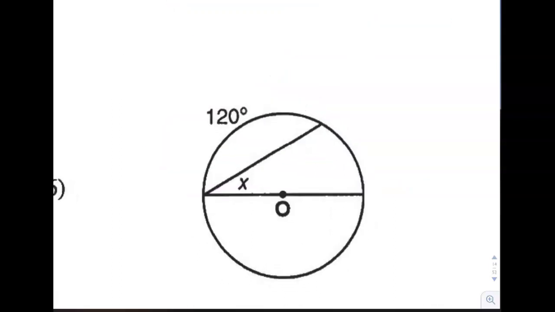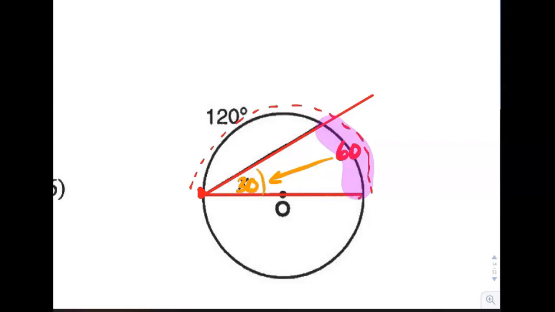And we get to do it again. Diameter, right, from here to here. So that means from here to here is 180. So this must be 60, because they told us this much of it was 120, so that much of it must be 60, which means that angle is half of that, 30.